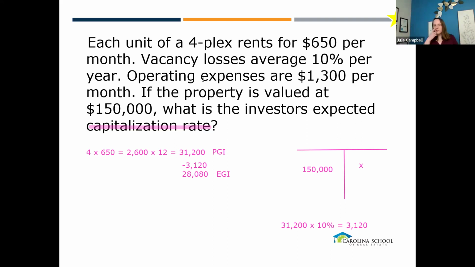Then we're told we have operating expenses of $1,300 per month. Remember, this problem is solved annually. So if my operating expenses, my bills, if you will, are $1,300 per month, then we need to times that by 12 to get annual. So my annual operating expenses are $15,600. That's what I deduct from my EGI. These are my operating expenses. Deduct that from my EGI, and I get a net operating income of $12,480.